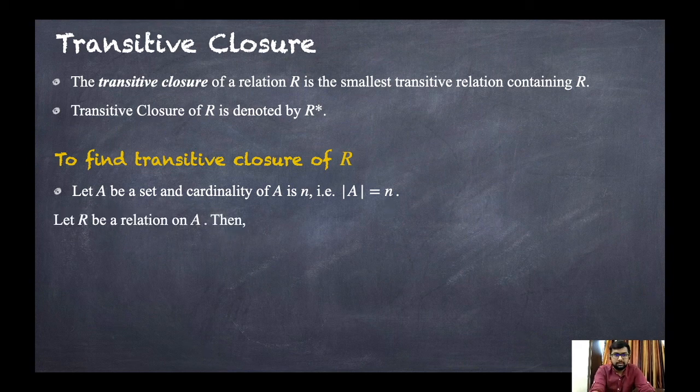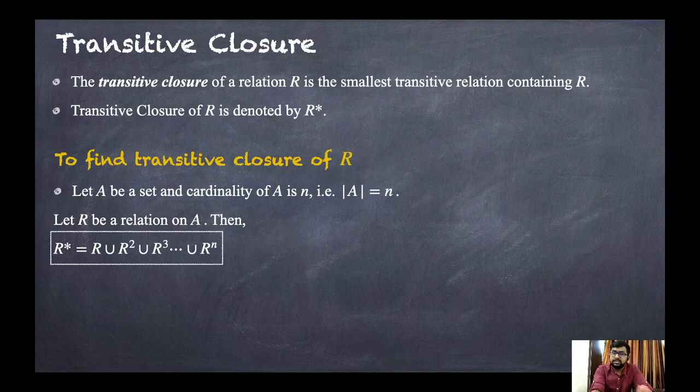Let capital R be a relation on A. That means R is a subset of A cross A, because here we have only one set. Then R star, that means the transitive closure, is R union R square union R cube up to R raised to n, where n is the cardinality of A. So this is the formula of the transitive closure.